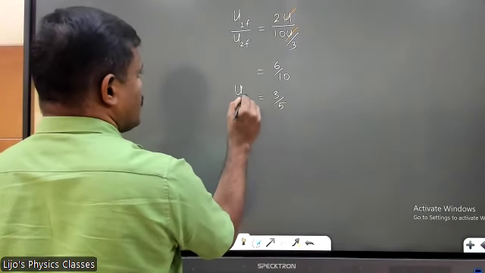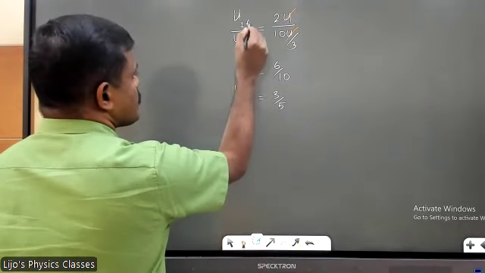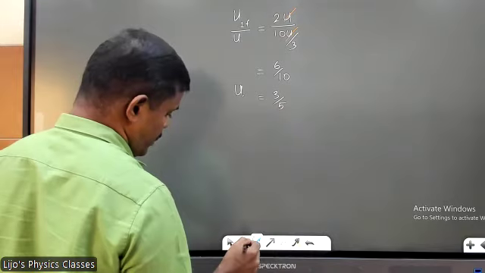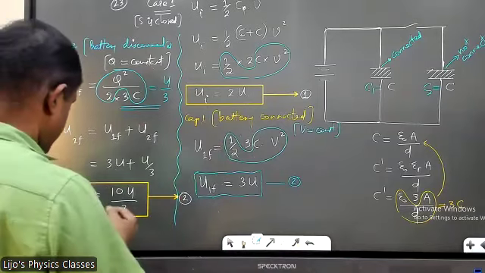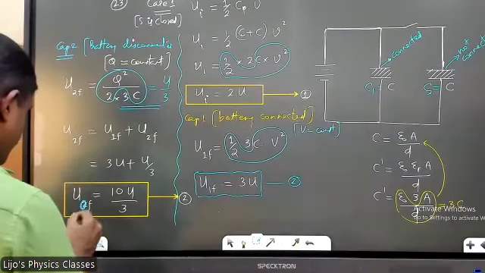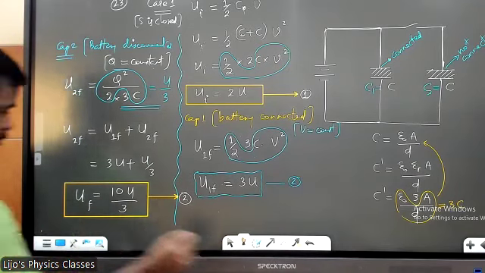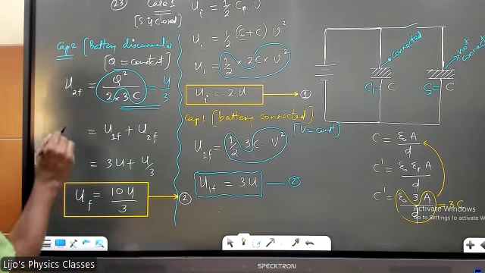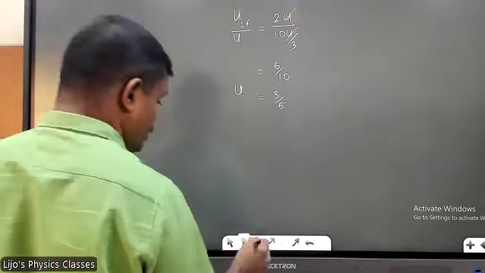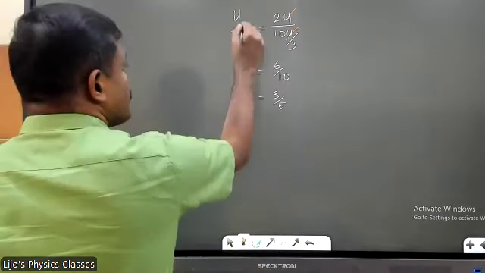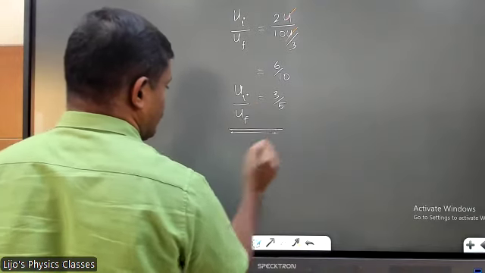Sorry, U initial. What is the question? You have to find U initial to U final. Yes, U initial to U final. So what is the ratio of U initial to U final? U initial to U final is initial energy to final energy. U initial to U final is 3 by 5.